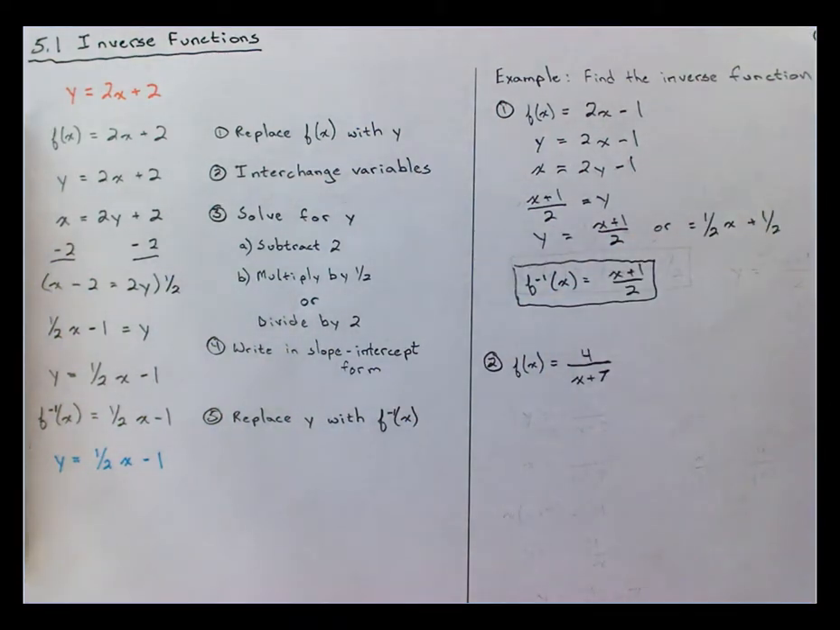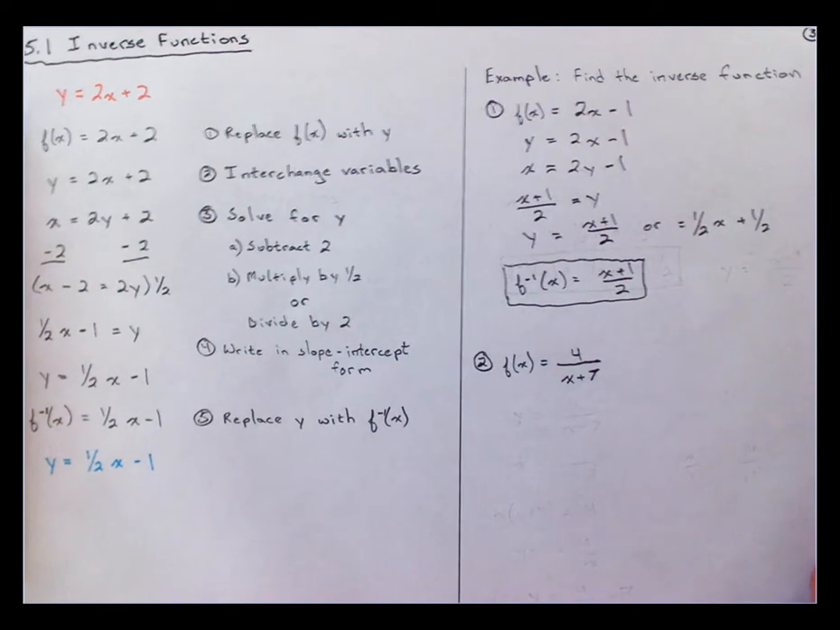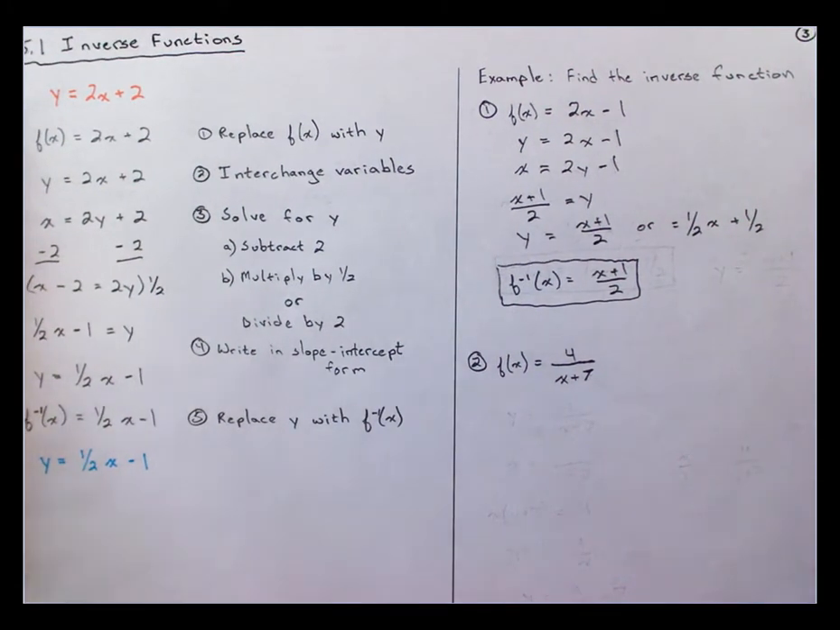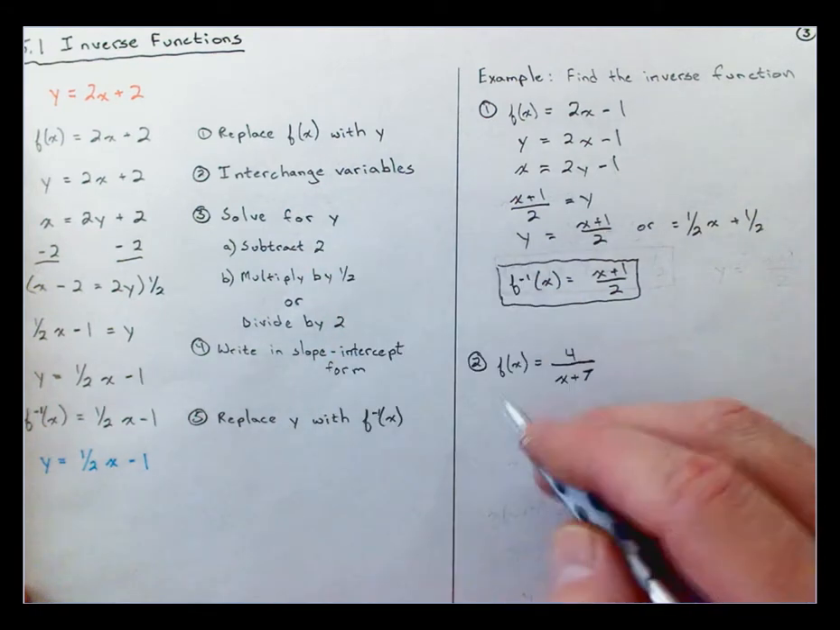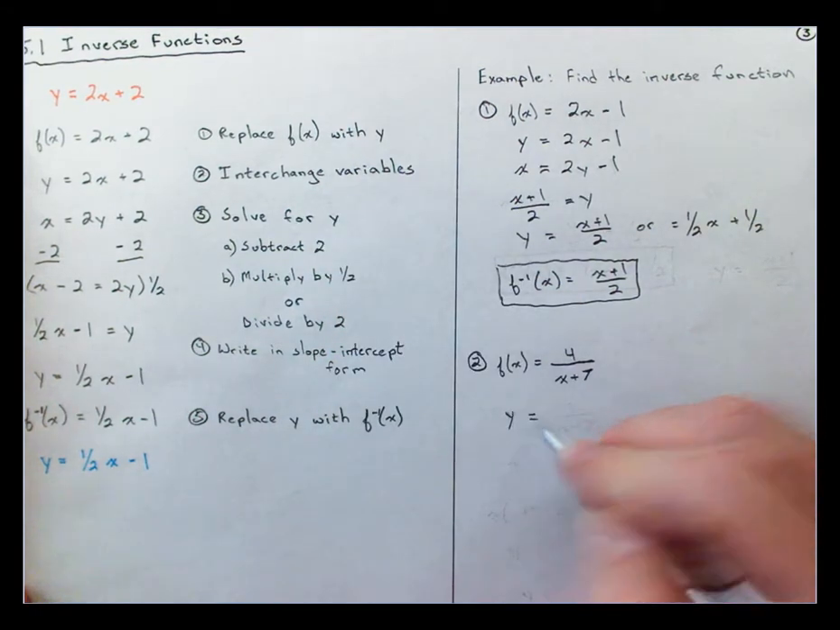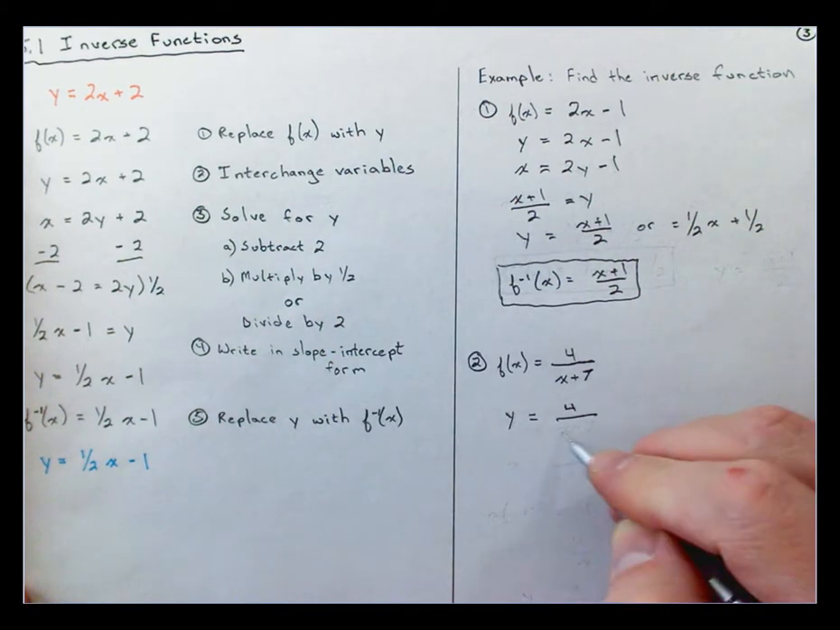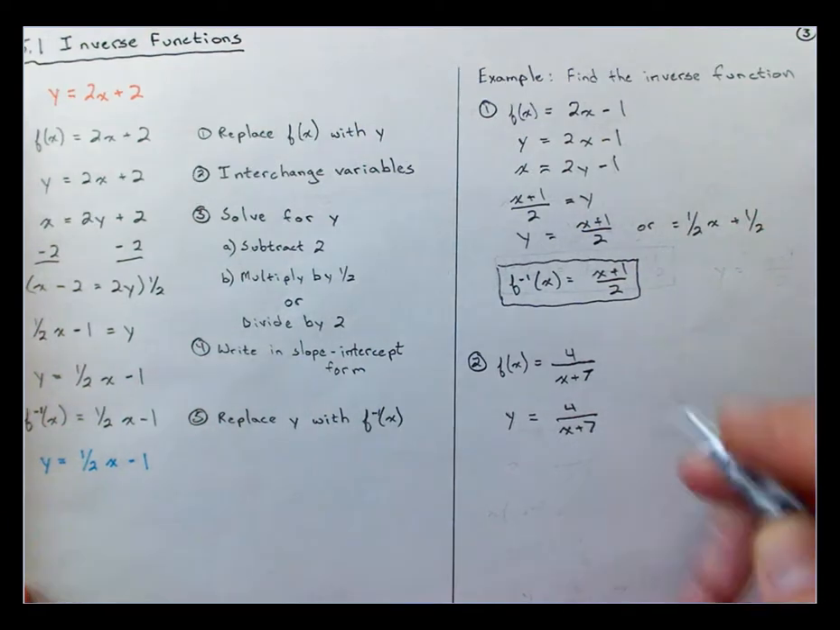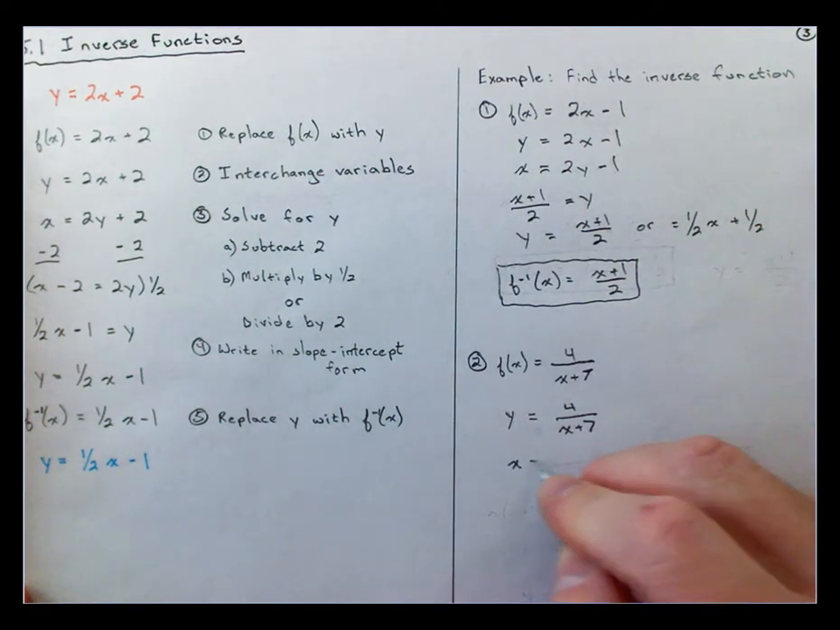Hopefully we got the same answer on that one. Okay, now if you messed that one up and you think, okay, I messed up the second one, go ahead and pause it again and work it. Okay, replace f of x with y. Y equals 4 over x plus 7. And then I interchange x and y.